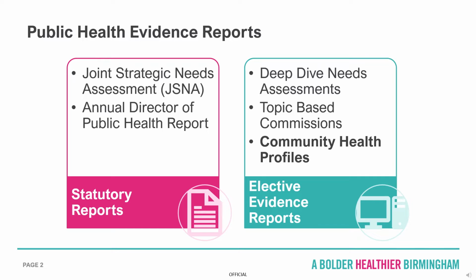Some of these evidence reports we have to produce by law, and these are our statutory reports, which include our JSNAs, our Joint Strategic Needs Assessments, and our annual Director of Public Health report. The JSNAs are refreshed every year and are a snapshot of the health and wellbeing of the citizens of Birmingham and the factors that underpin this health and wellbeing. And it looks at inequalities on a high level. The annual DPH report looks at a specific topic or a focus area that the Director of Public Health has identified to investigate further as it may be a concern for health and wellbeing.